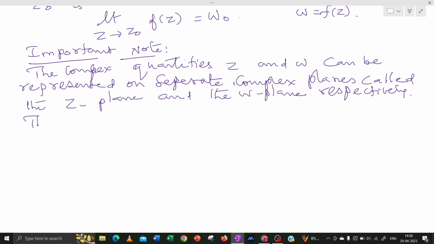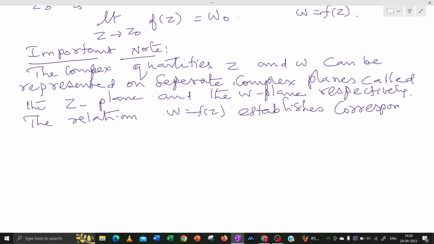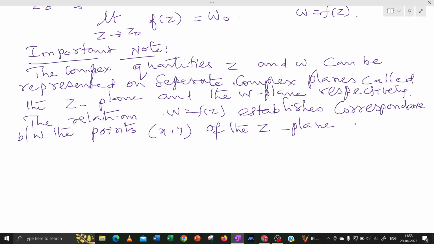The relation w equal to f of z establishes a correspondence between the points x comma y of the z plane and the points u comma v of the w plane.